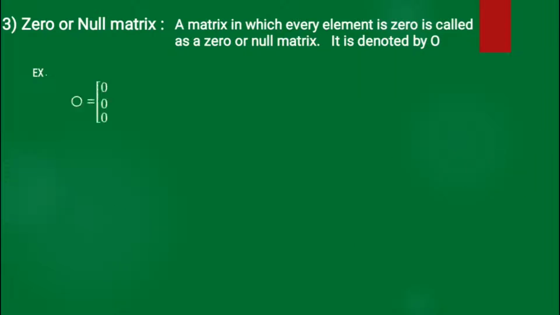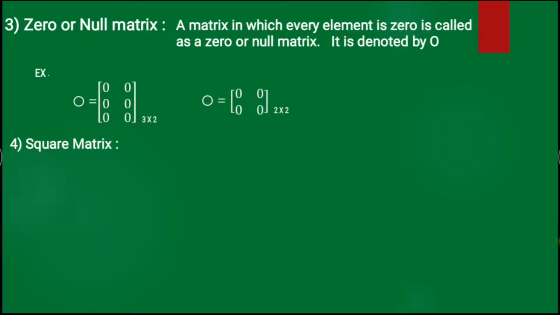For example, we consider these two examples. In the first example, we take a matrix of order 3 by 2 in which each element is 0. Then second example, we consider a matrix of order 2 by 2 and each element of this order is 0. So these two are the examples of zero matrix.